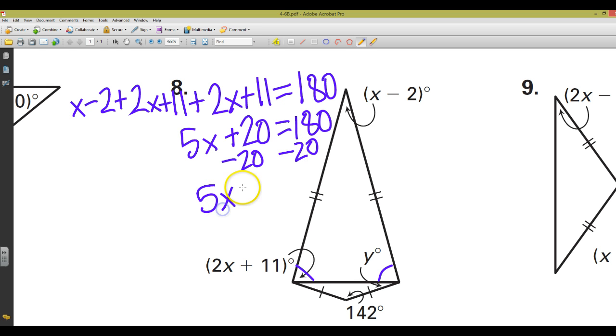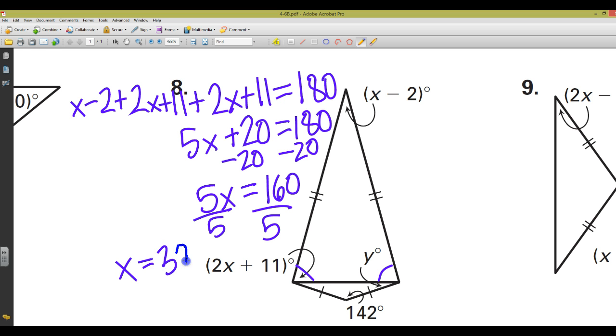So 5x is equal to 160. Then divide both sides by 5. And x is equal to 32. But we also want to solve for y.